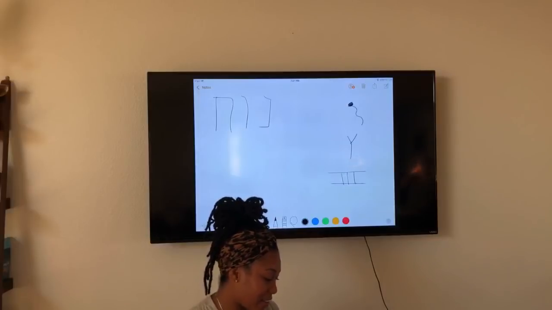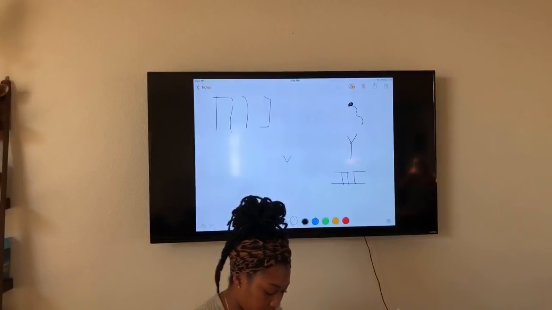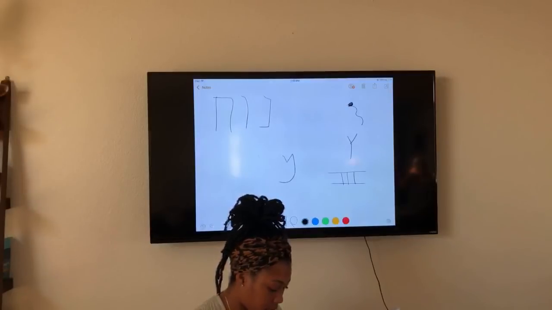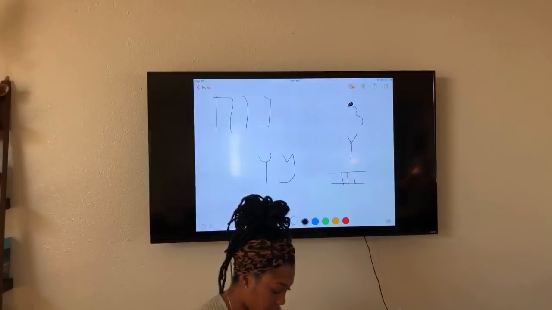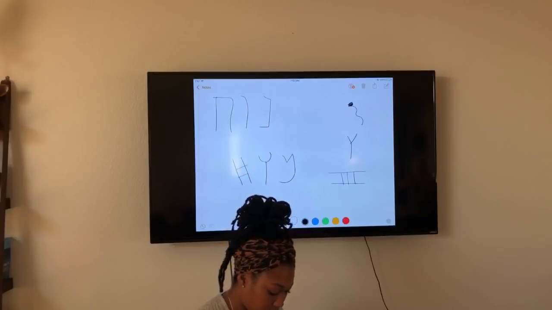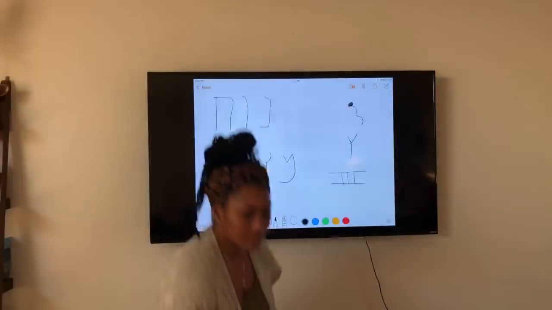Okay, and then for paleo, it would look like this. So noon will pretty much look the same, and the fence would look the same, just sideways. Something like that. All right.